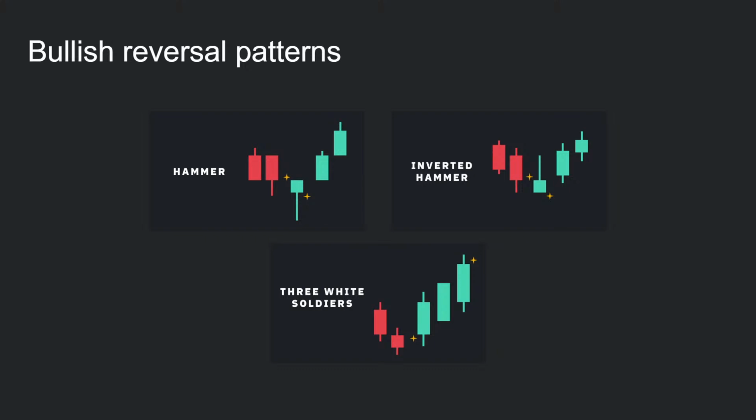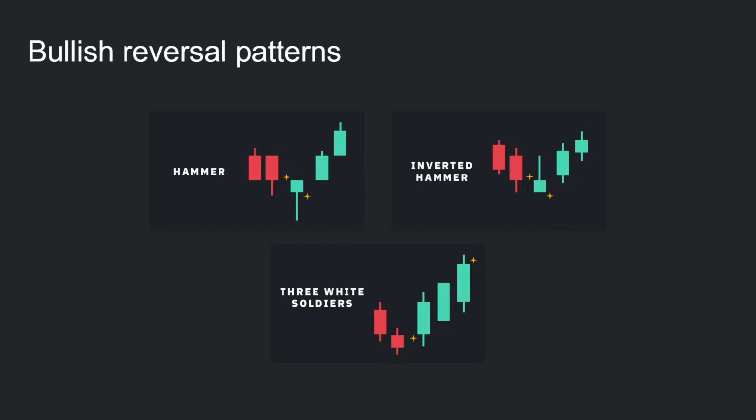Next, we have the inverted hammer, which is basically the same, but instead of having the wick below the body of the candlestick, we have it above. But still, the way that we interpret it is basically the same. It indicates that the sellers are getting exhausted and the buyers are stepping in, causing the trend to reverse.